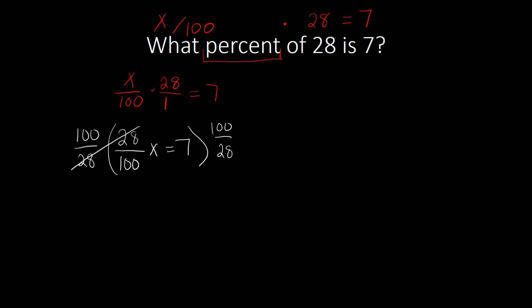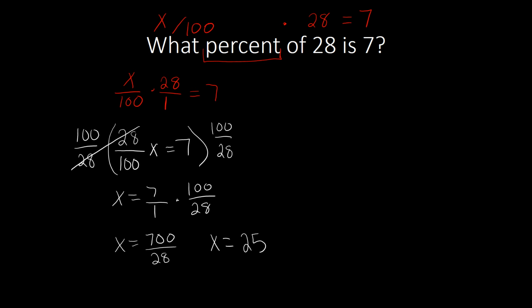So those go away, and I'm left with x equals, now I'm going to do 7 over 1, since I'm multiplying it by a fraction. So I get x equals 700 over 28. So x equals 25. So 25% of 28 is 7.